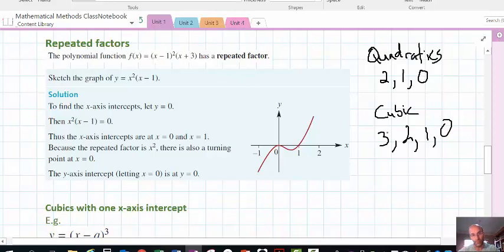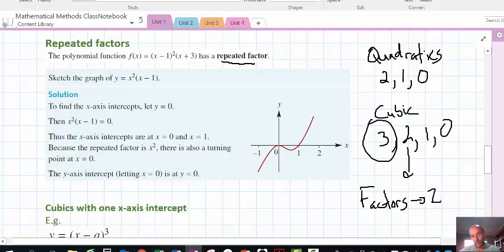And sometimes a reduced number of factors or zeros, reduced from 3 that is, is due to what's called repeated factors. You see, hopefully you've worked out with polynomials, the number of factors has a direct relationship with the number of zeros.